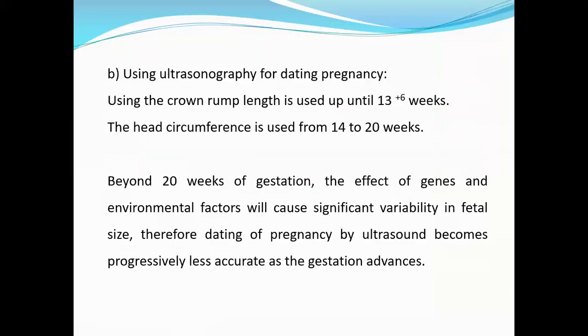Using ultrasonography for dating a pregnancy. Using the crown rump length and the head circumference, which are measurements taken of the fetus inside the mother's womb. The crown rump length is used up until the 13 plus 6 week, while the head circumference is used from 14 to 20 weeks. Beyond the 20 weeks of gestation, the effect of genes and environmental factors will cause significant variability in fetal size. Therefore, dating of a pregnancy by ultrasound becomes progressively less accurate as gestation advances.